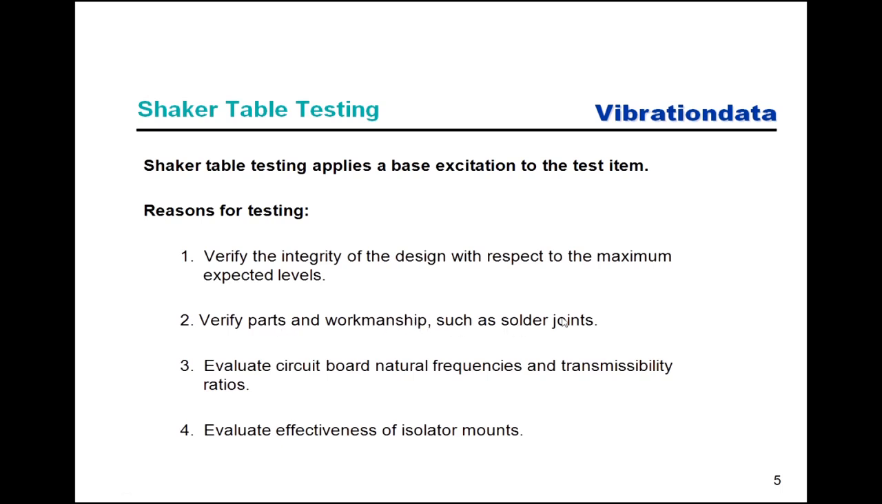Sometimes we have a one-of-a-kind satellite, for example. It has to undergo a vibration test. So if we test it to the qualification level, that might be too high. If we test it to the acceptance level, that might be too low.